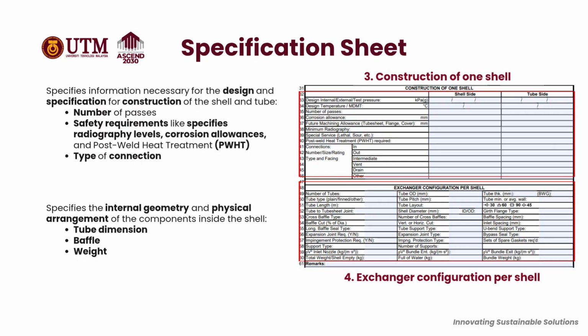For construction information, this part specifies the information that is necessary for the design and construction of the heat exchanger components. This information includes number of passes, safety requirements like radiography levels, corrosion allowance, and PWHT. For exchanger configuration, it specifies the internal geometry and physical arrangement of the components inside the heat exchanger like tube dimension, baffle, and weight.